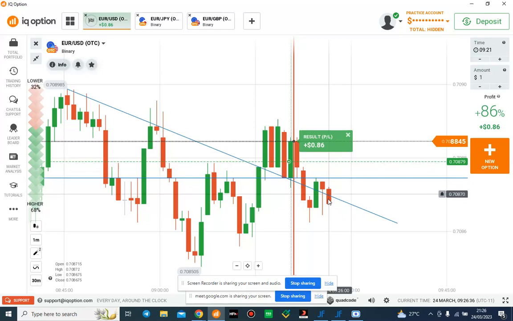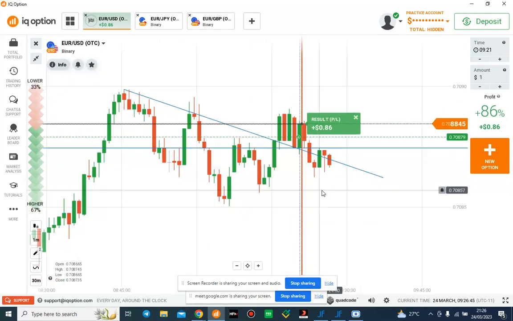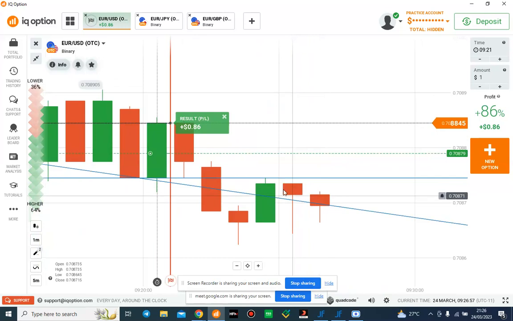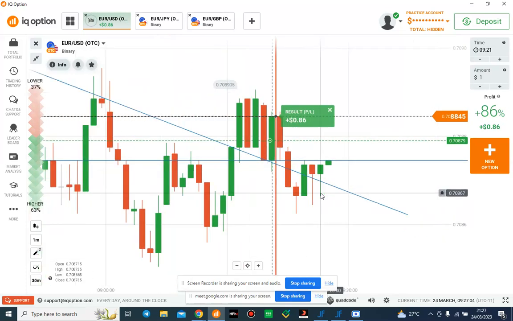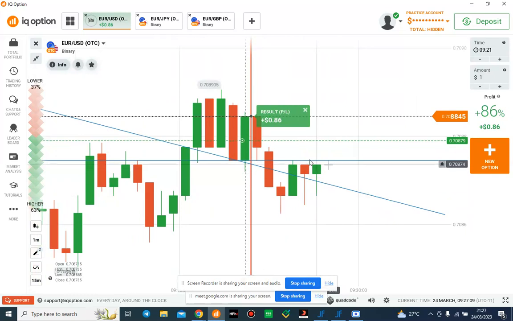I think this candle should be green. Price is flipping inside this trend line. I don't know why the market is still forming a red candle here. Okay, I think, like I said, this candle should be green. Okay, the OTC market is very crazy. You see, it almost closed as red.